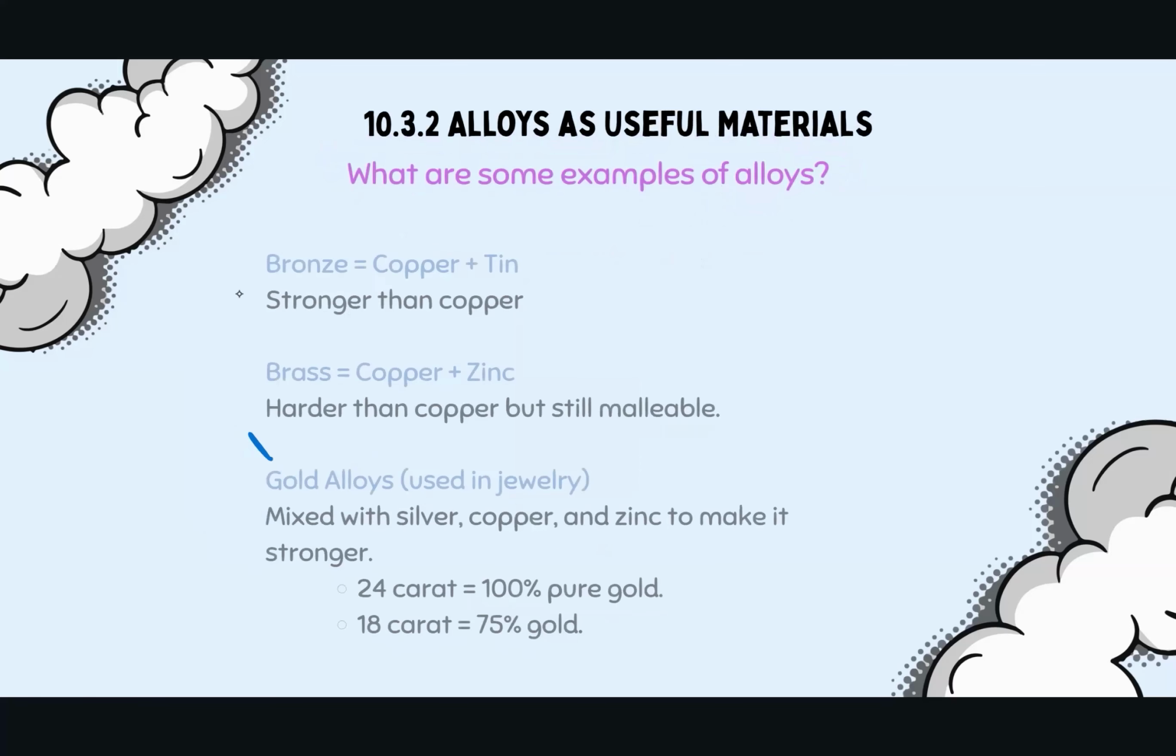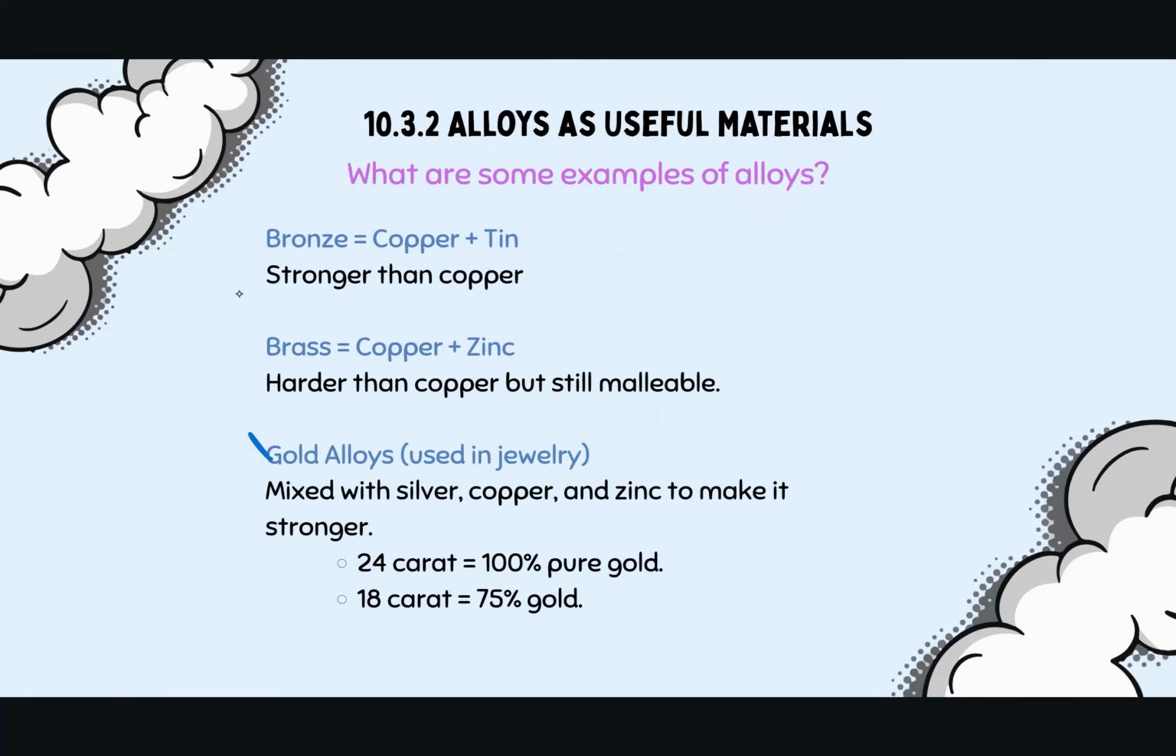Now, alloys as a useful material. So bronze is made of copper and tin. That's stronger than copper. Brass is made of copper and zinc. That's harder than copper, but still malleable. Gold, because pure metals are quite soft. They're easily shaped.